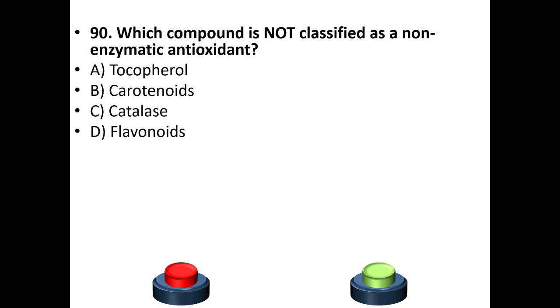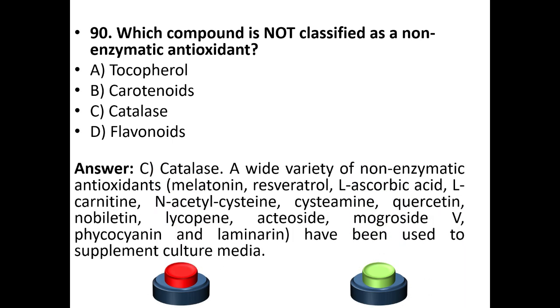90. Which compound is not classified as a non-enzymatic antioxidant? Tocopherol, carotenoids, catalase, flavonoids. Which is the answer? Here answer is C. Catalase. A wide variety of non-enzymatic antioxidants like melatonin, resveratrol, L-ascorbic acid, carnitine, acetyl-N-acetyl cysteine, cysteamine, quercetin, lycopene, and laminarin have been used to supplement culture media.